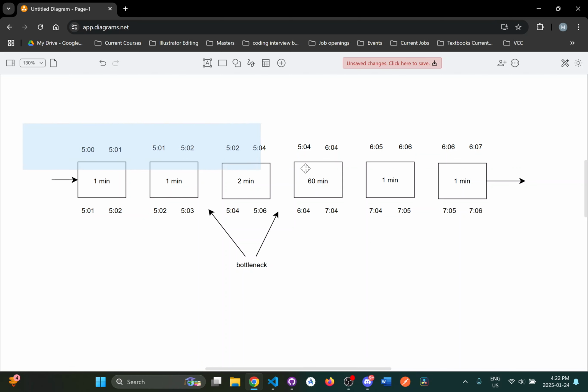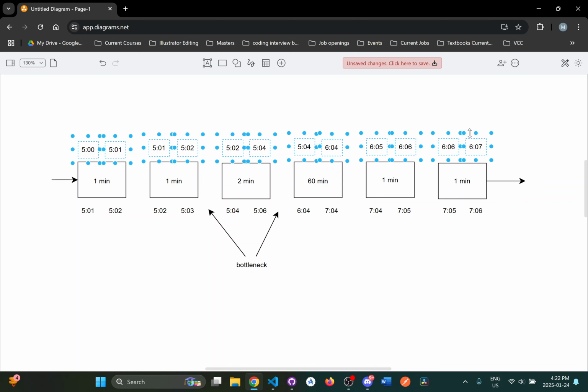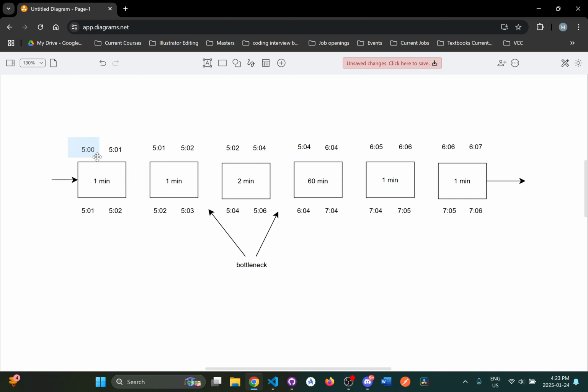So this is for the first car that comes in. And now if we try to have other things done in parallel, it has to go through the waiting stages as well. So you can see here the first car starts at 5 and finishes at 5:01. If it finishes at 5:01, that means the next car can start at 5:01.